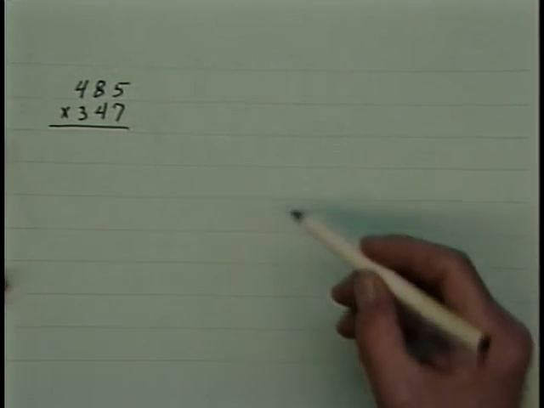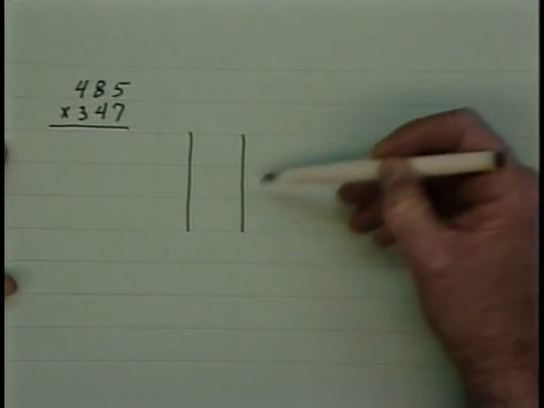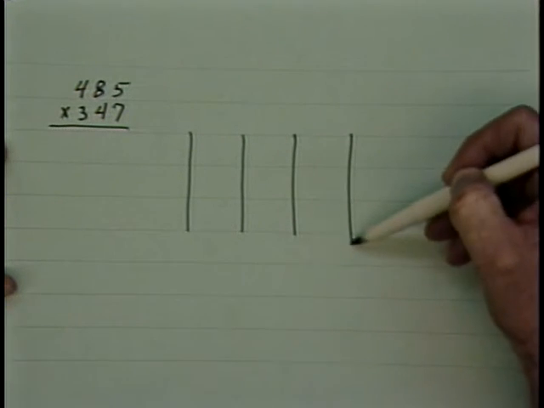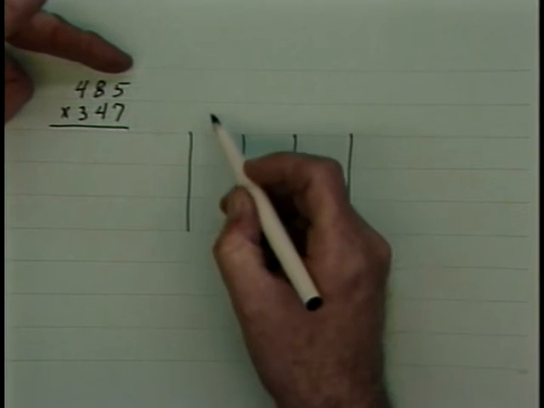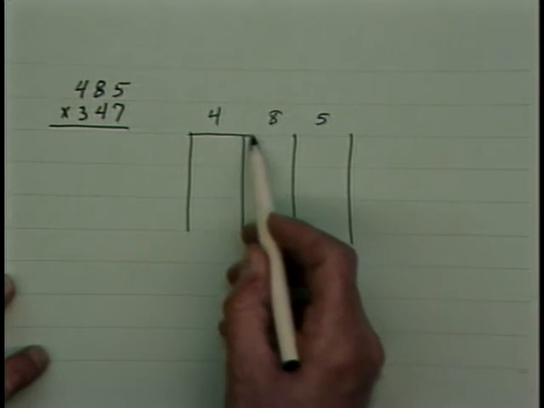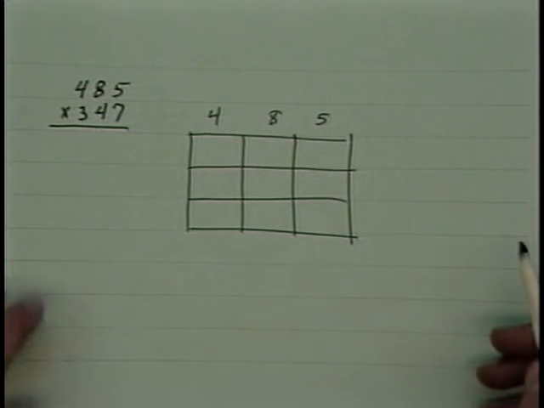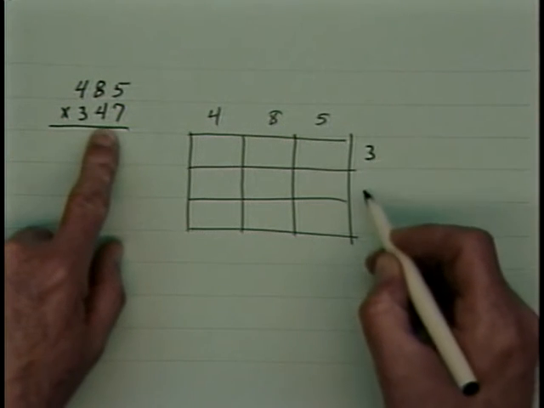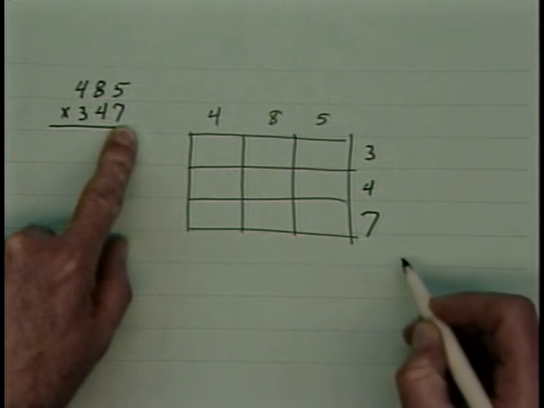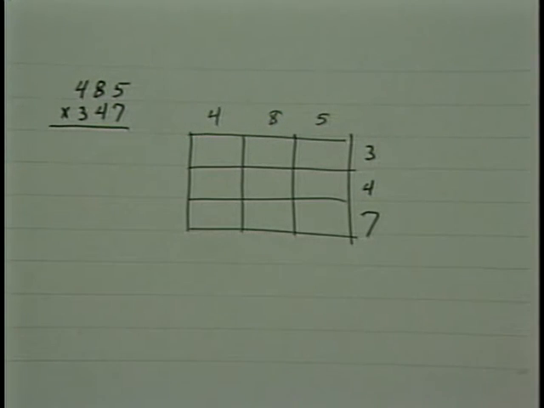Let's multiply this problem. Now, by the way, you might show this to a friend. People seem to rather like this. First, you want a box, and you want as many columns as you have digits in one of your multipliers. Then you want as many rows, in this case 3 of them, as you have digits in your second multiplier. Then you draw a diagonal through each one of these sub-boxes.